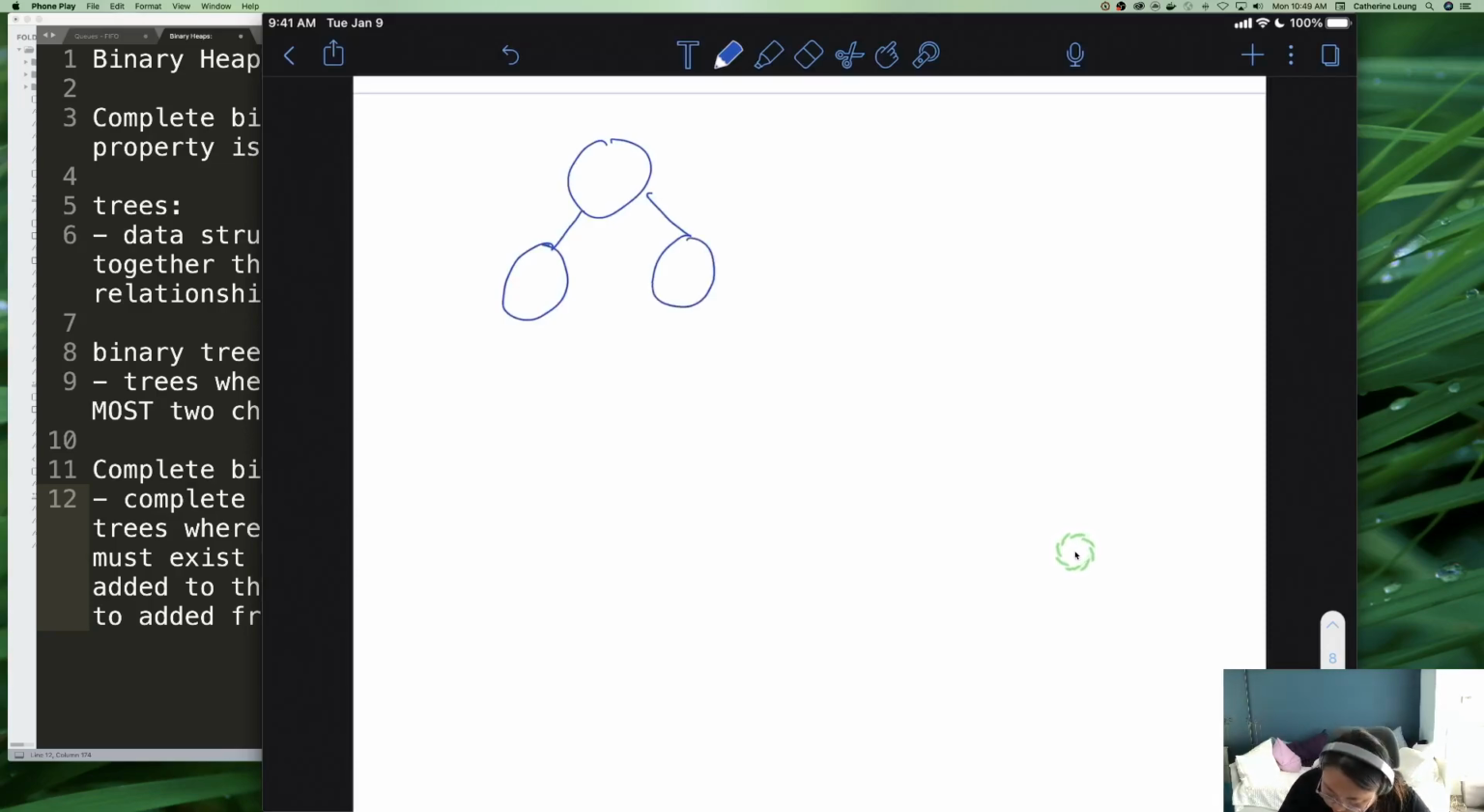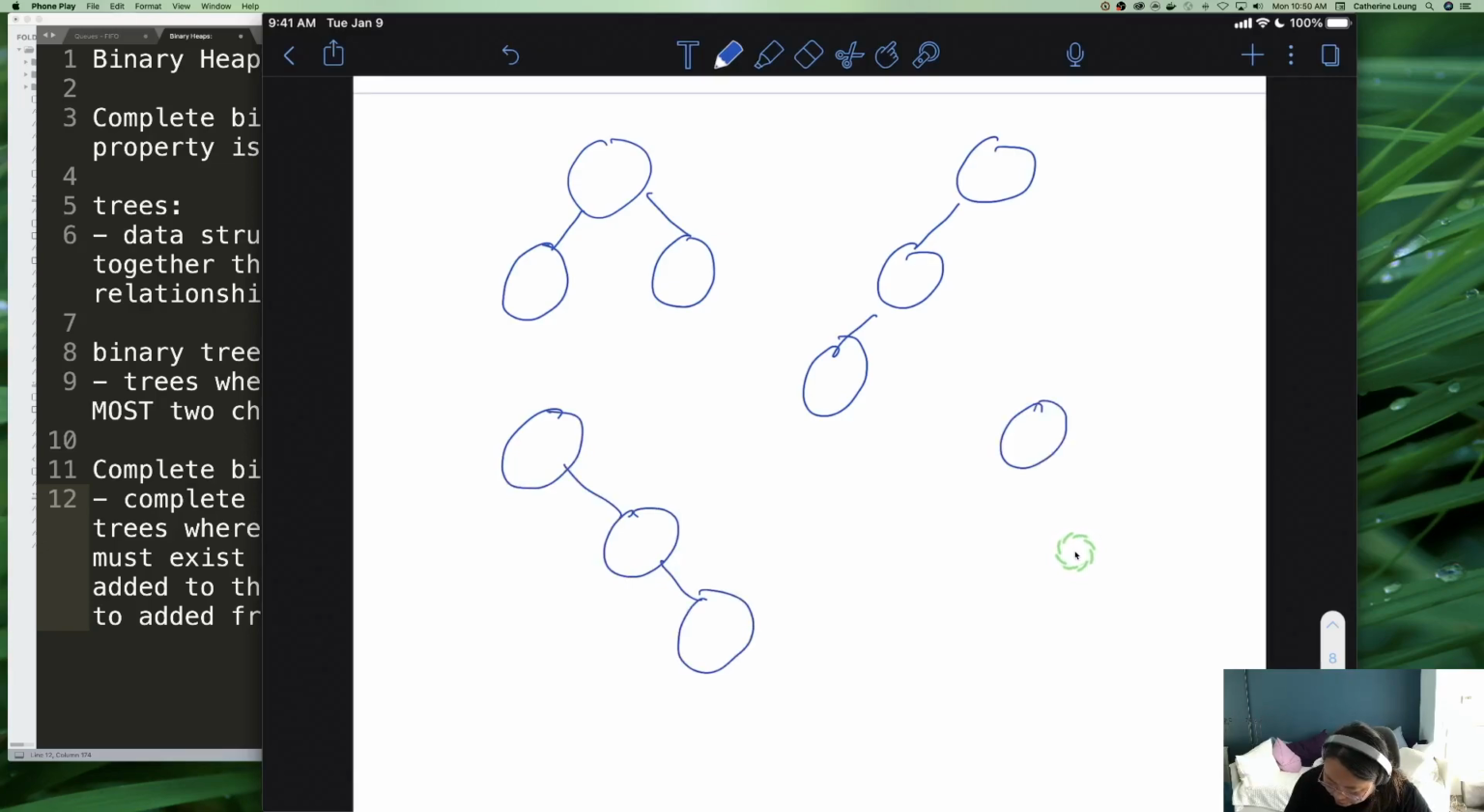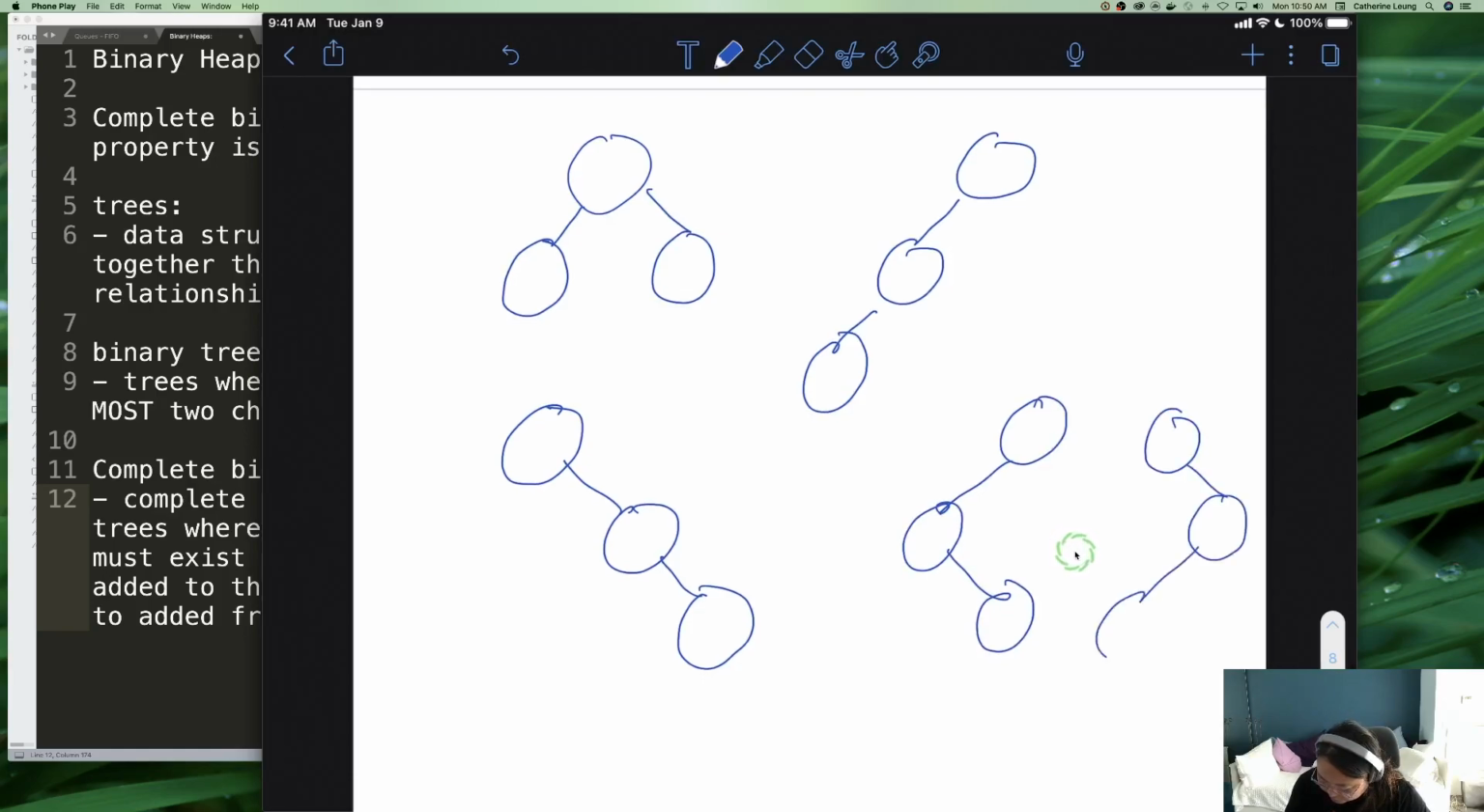Here's a binary tree with three nodes. We can have 1, 2, 3. That's another binary tree with three nodes. Remember, this is the one where someone got overzealous in their pruning. 1, 2, 3, that's another possibility. So there are all of these different ways that we could have configured binary trees that have three nodes. All of these are binary trees with three nodes. Okay? All valid three-node binary trees.